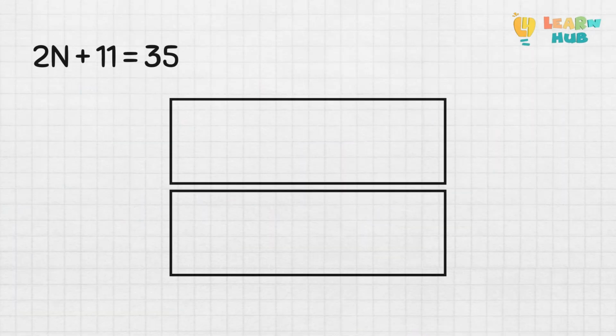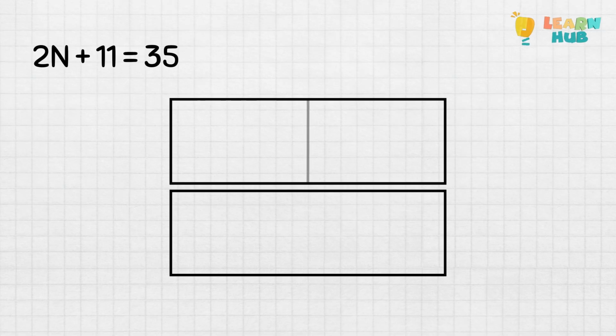Now, let us combine some operations. Solve for n in this equation. 2n plus 11 equals 35. The operation involved is addition, so there must be 2 bars with equal lengths. Let us focus on the left side of the equation and the bar on top. How will we cut this bar to represent 2n plus 11? How many portions will it have?